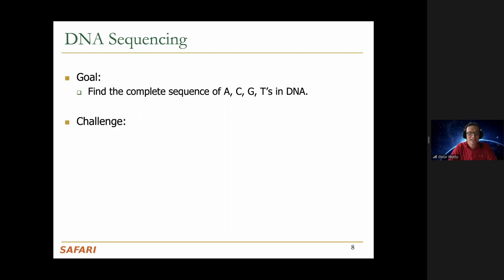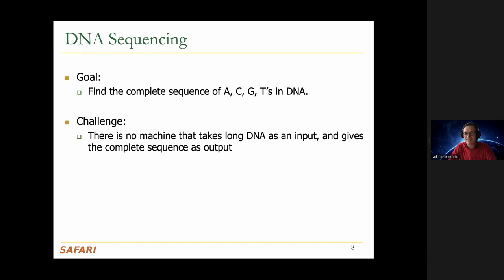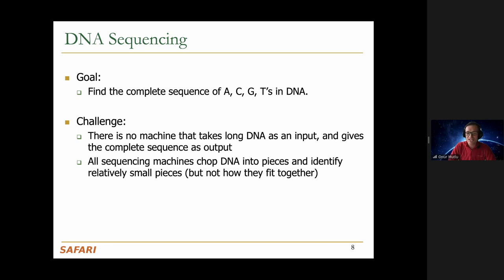The challenge is there's no machine today that we have designed so far that takes long DNA as input and gives a complete sequence as output. All machines today are choppers. They chop DNA into pieces and identify these relatively small pieces with some error rate, not absolutely correctly, but they do not tell you how these pieces fit together. There are some relatively new technologies that give limited information about how these pieces fit together, but not a complete picture. And they come at different cost levels also.